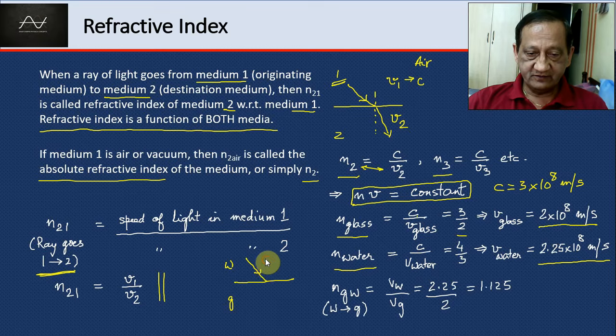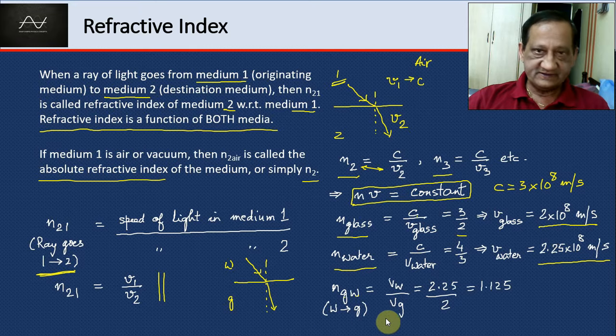A ray of light goes from water to glass at an angle. So it will again bend towards the normal because of the refractive index of glass with respect to water. You see, N21 was for a ray going from 1 to 2. So NGW, glass with respect to water, is when the ray goes from water to glass.